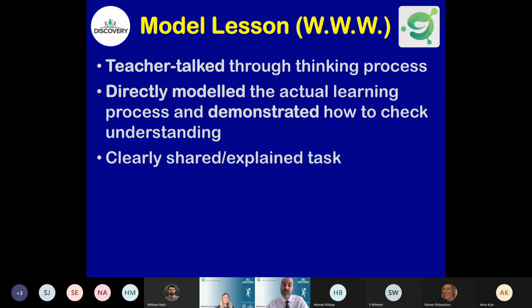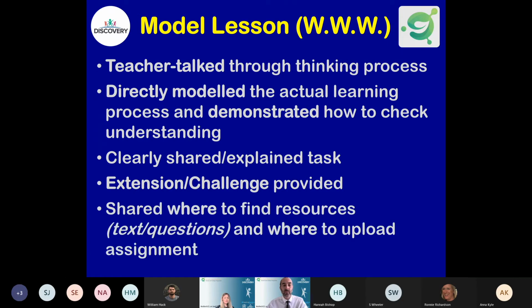She clearly explained and shared the task at the end. She provided an extension or a challenge for them to go on to. And she also shared where she wanted them to not only find the resource, but also where to upload the completed assignment. Maddie, were there any questions? No questions so far.